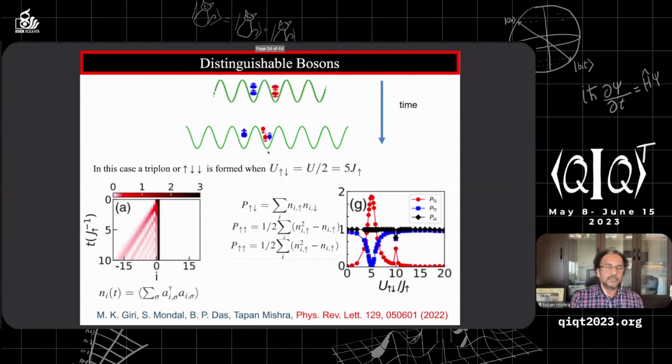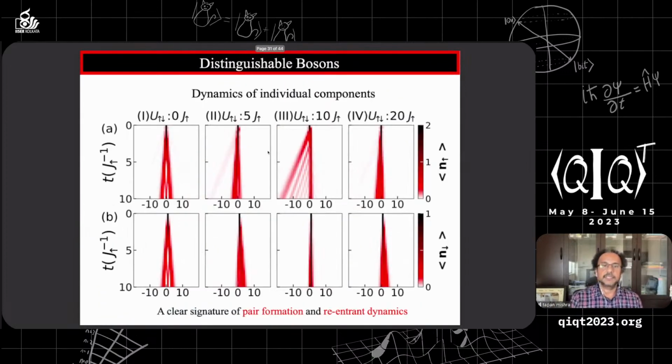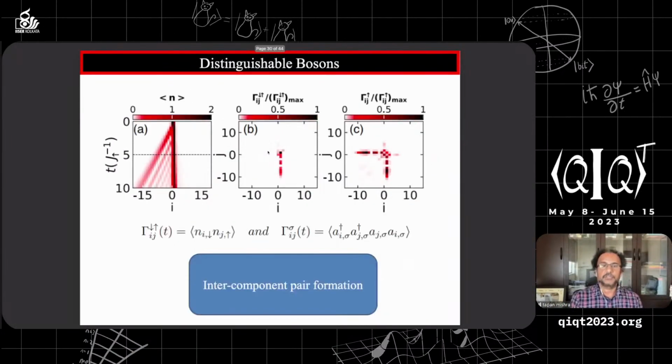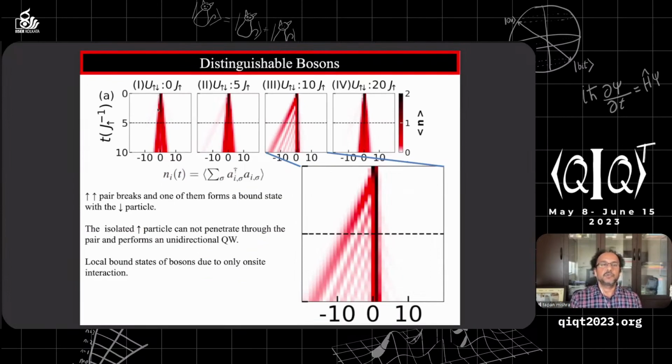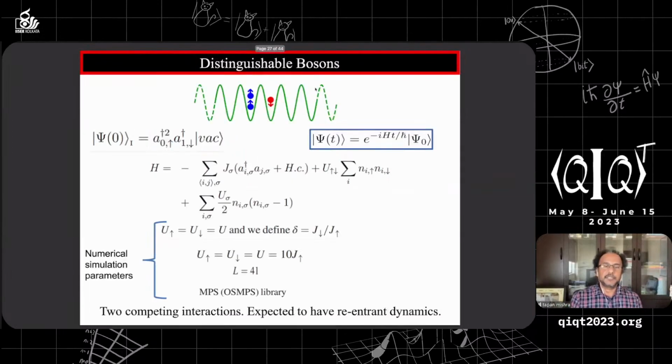Now, up to this point, I have shown that in all the cases, you need 2 competing interactions to see this reentrant dynamics. As I showed in this case, we saw reentrant dynamics, slow spreading to fast and then slow as a function of interaction. While we vary this interaction, we have another interaction in the picture, that is this one. So when 2 competing interactions match with each other, that's a resonance condition. Because of that, we see some reentrant features.